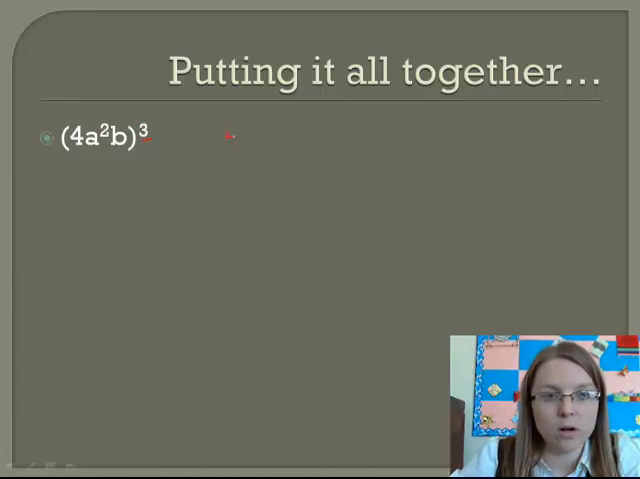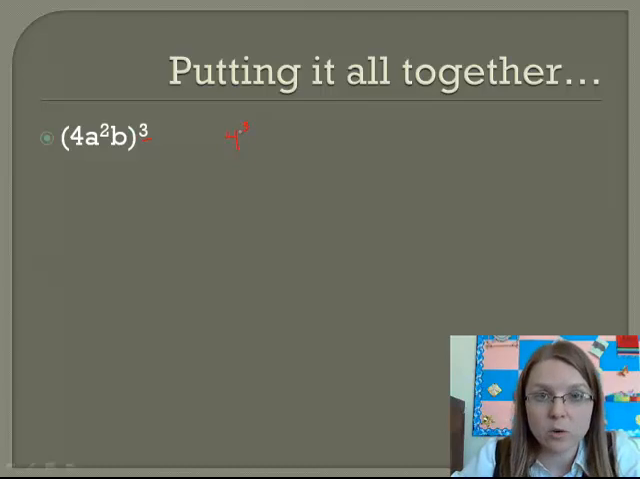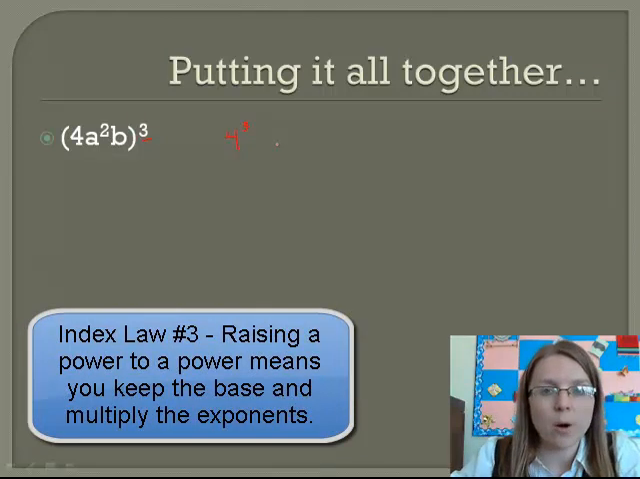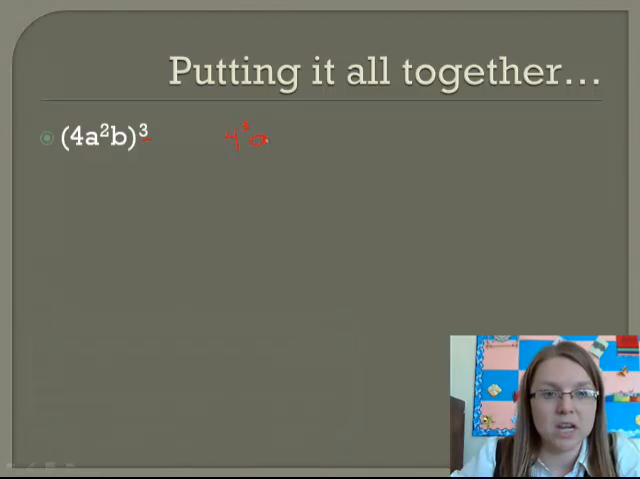So we have 4 cubed. Now, a squared raised to the power of 3 is a power to a power. So think back to our index rules, our index laws that we talked about in the last video. So power to a power means you multiply the exponents together. So that's going to become a, because the base doesn't change, and we multiply 2 by 3. So that gives us to the power of 6. And then b cubed is just b cubed.